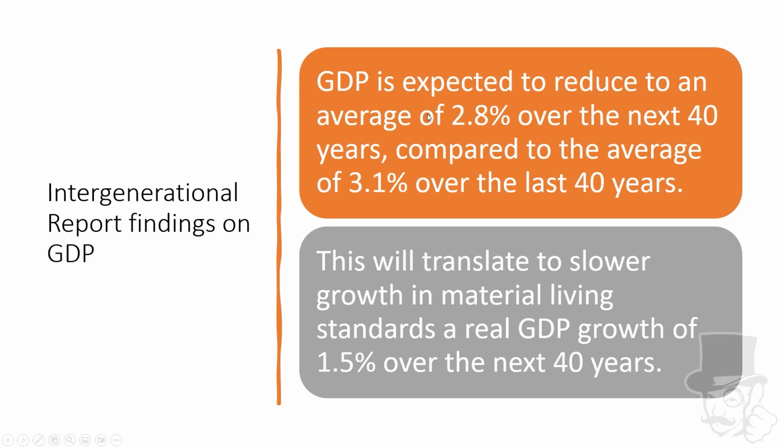Well, our average GDP growth over the next 40 years is going to be lower than the average GDP growth of the previous 40. And then this will translate to growth in material living standards of about 1.5% over the next 40 years.